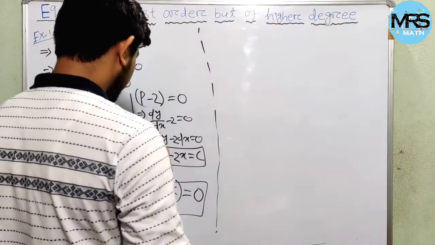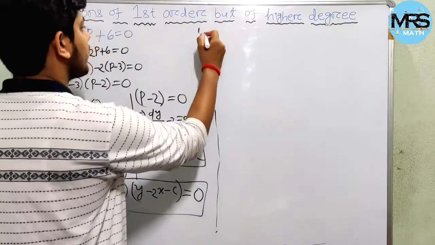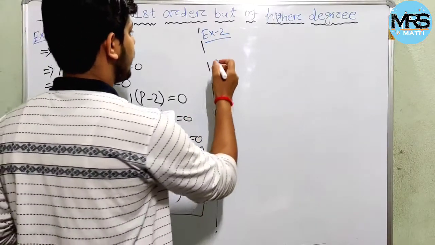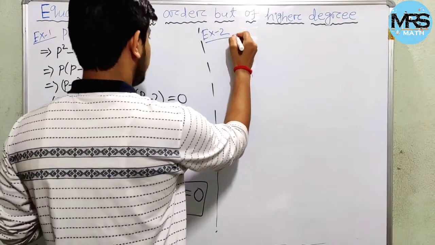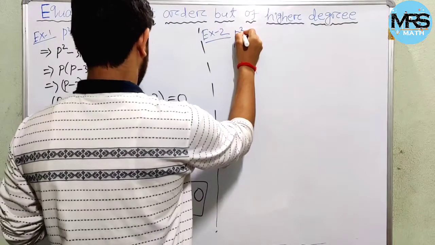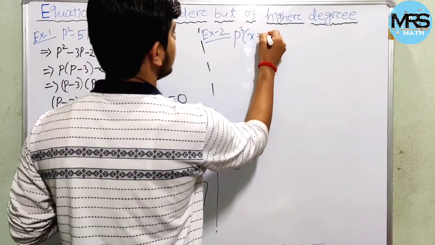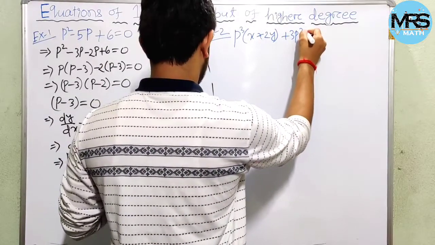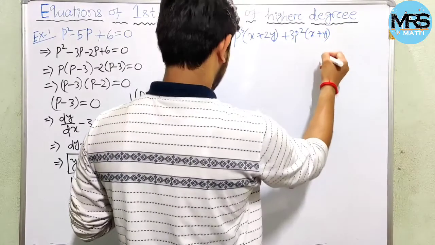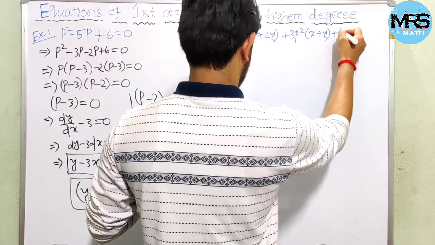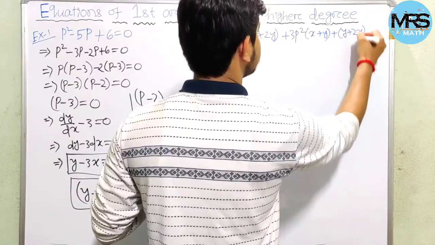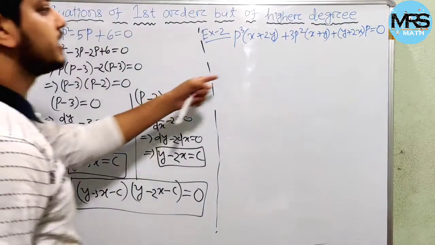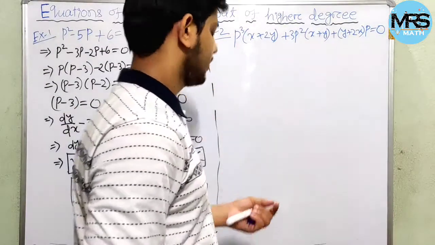So example number 2. Okay, what is this? This is p cubed into x plus 2y, plus 3p squared into x plus y, plus y plus 2x into p equal to 0. Okay, so this is another example. We will solve it in this way.